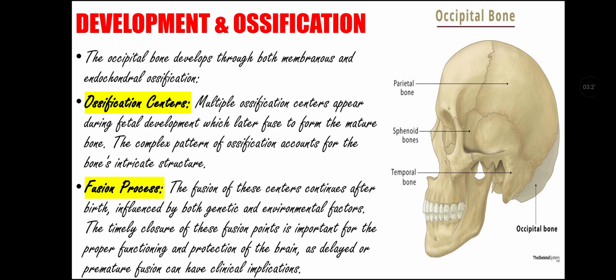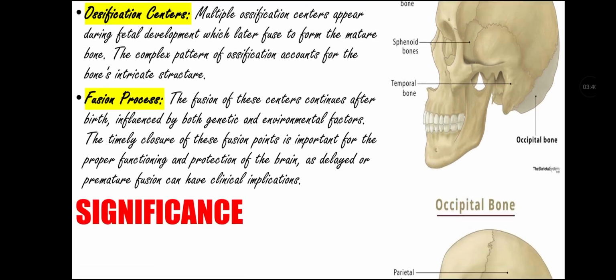Talking about the fusion process of these ossification centers, the fusion of these centers continues after birth, influenced by both genetic and environmental factors. The timely closure of these fusion points is important for the proper functioning and protection of brain, as delayed or premature fusion can have clinical implications.